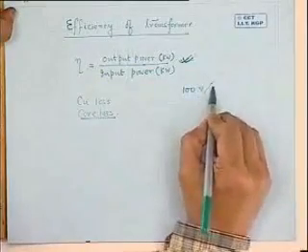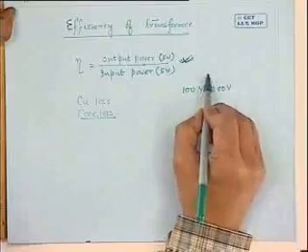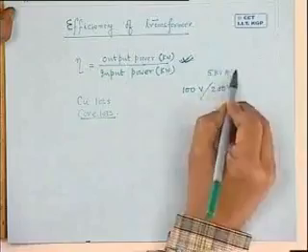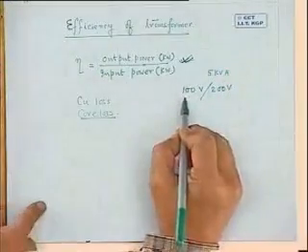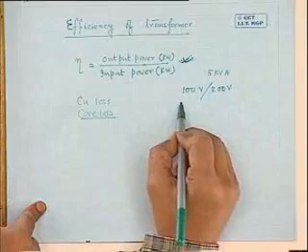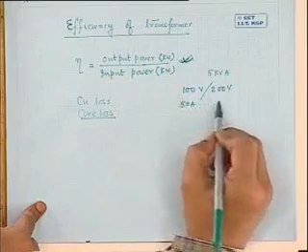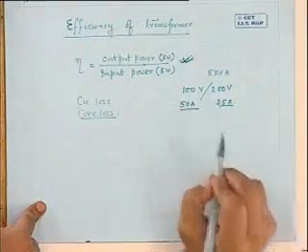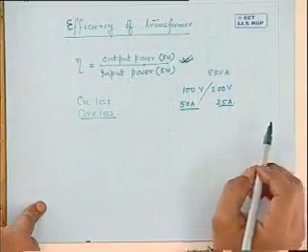Quickly tell me. I will take up one rating of the transformer which I have already written, say 100 volt, 200 volt, and 5 kVA transformer. Please help me: what is the rated current of the 100 volt side? One of you calculate and tell. 50 ampere. And this one will be 25 ampere. Fine. These are the rated currents of the transformer.